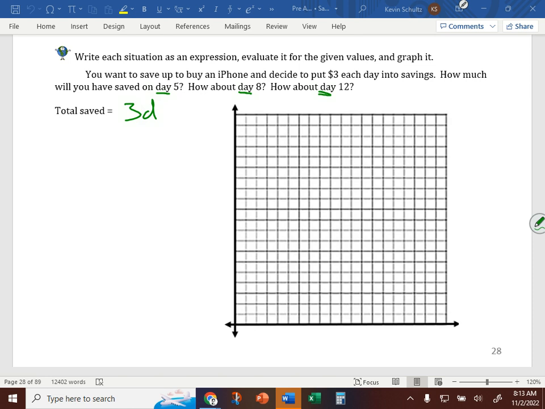That's the key to this, coming up with that expression that represents the total amount saved. At $3 per day, whatever number of the day that we're on, we're multiplying that day by 3, because we're saving $3 per day, right? So let's make a chart here using the values that we have, 5, 8, 12. Right? On day 5, how much did you say that we saved? 15. And we got that from taking 3 times 5, right?